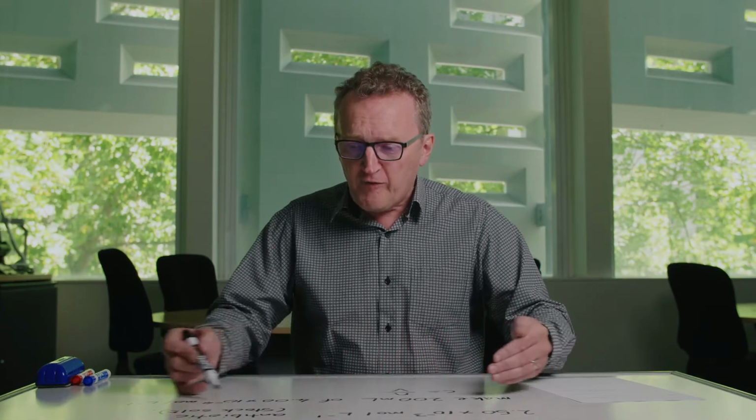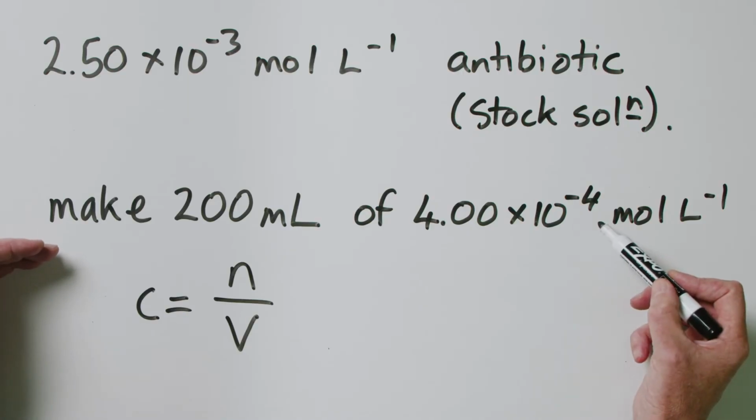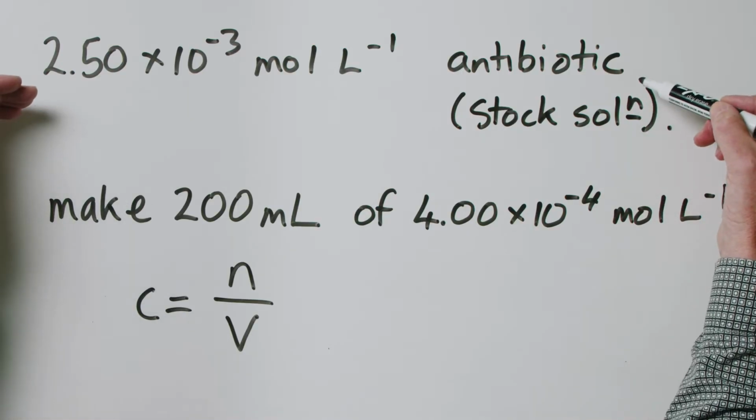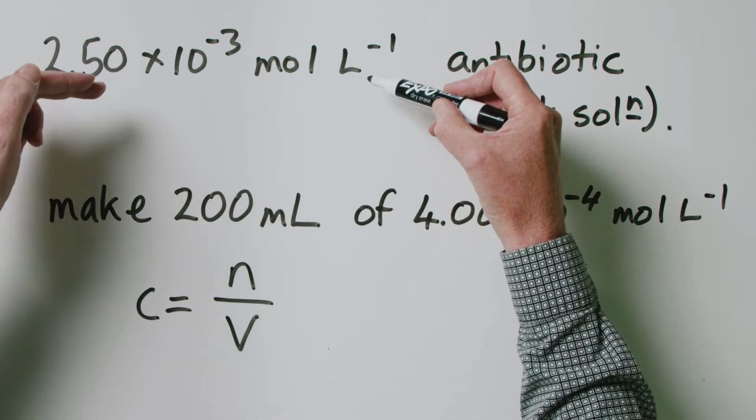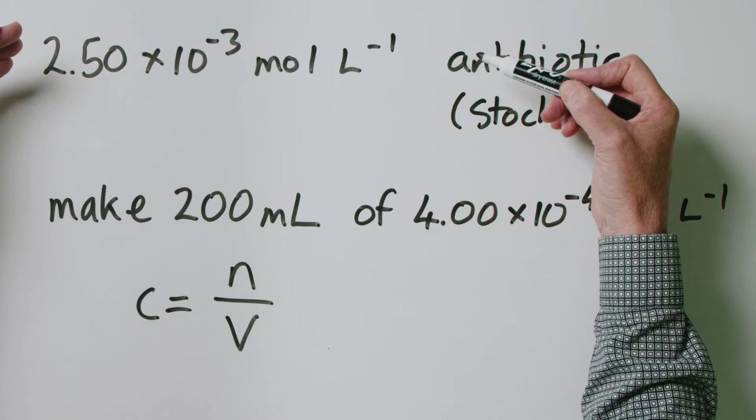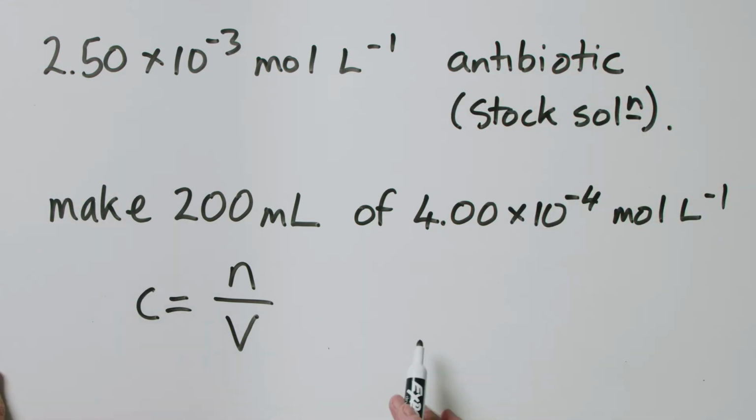So it's kind of going to be a two-part calculation. In the first part, we're going to be calculating the number of moles of antibiotic. Once we know the number of moles of antibiotic, we then know the number of moles and we know the concentration. We can then get the volume that we require in order to dilute down.